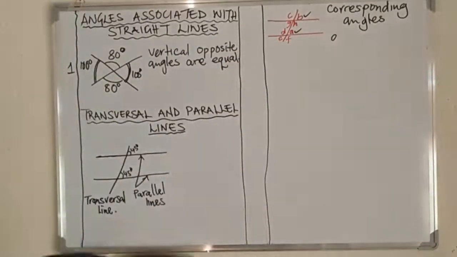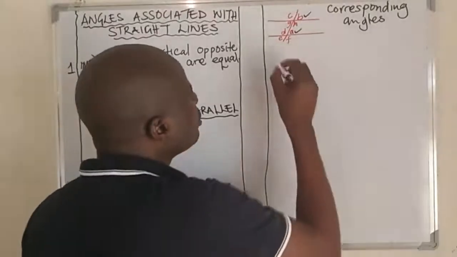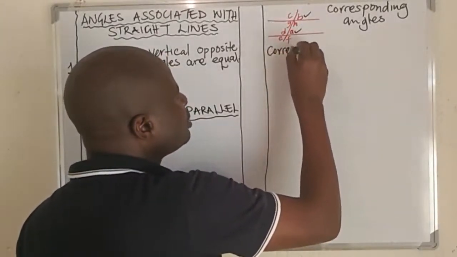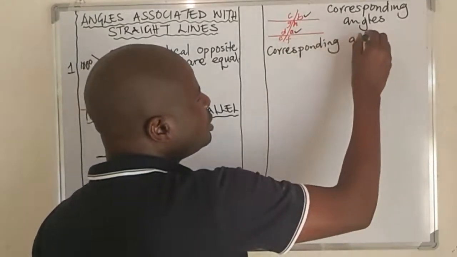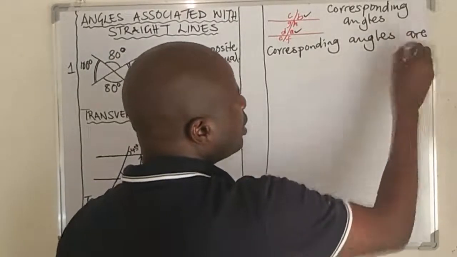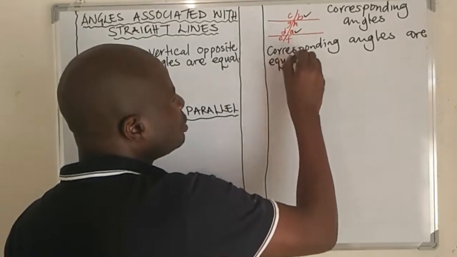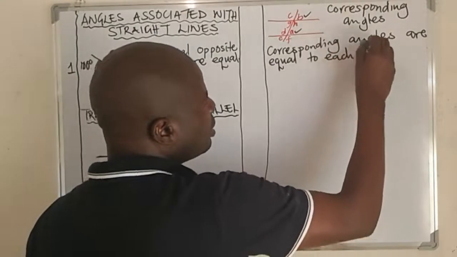So we are saying corresponding angles are equal to each other.